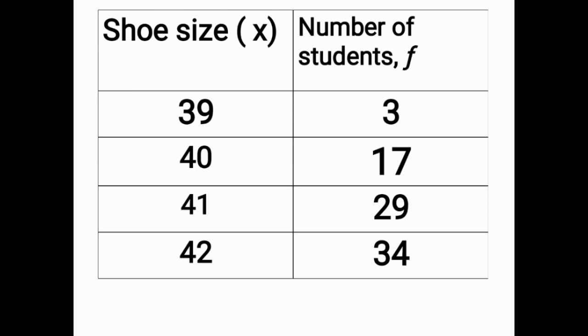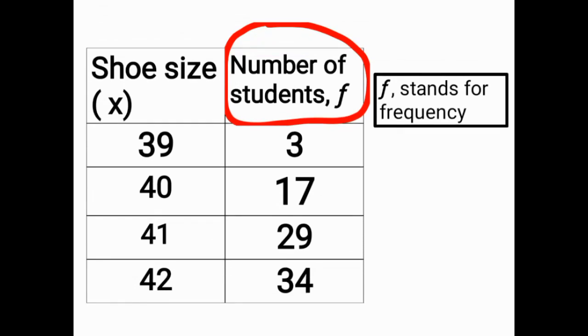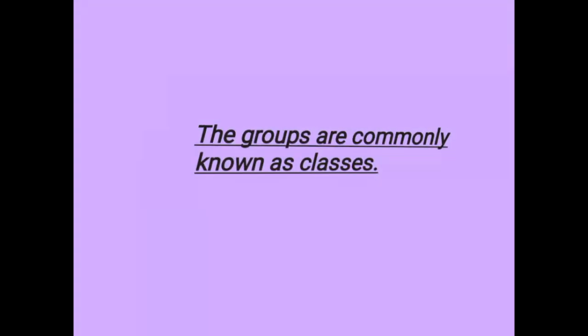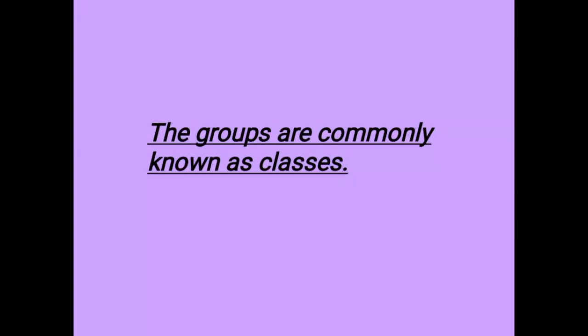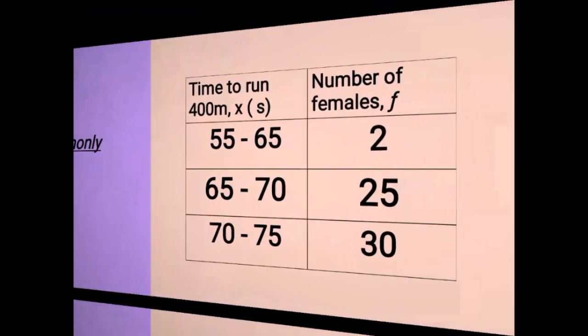As you can see, a frequency table is a quick way of writing a long list of numbers. The number of anything is called its frequency, where F stands for frequency. Now remember, data can also be presented as a grouped frequency table. But here the specific data values are not included in the table, instead they are grouped. The groups are commonly known as classes.